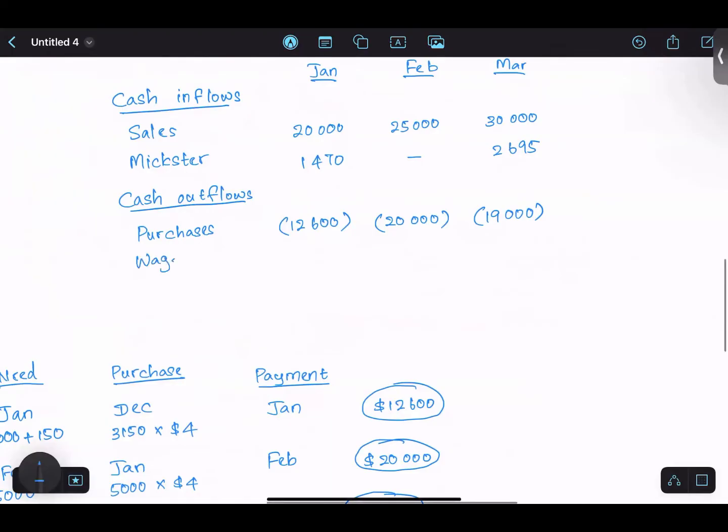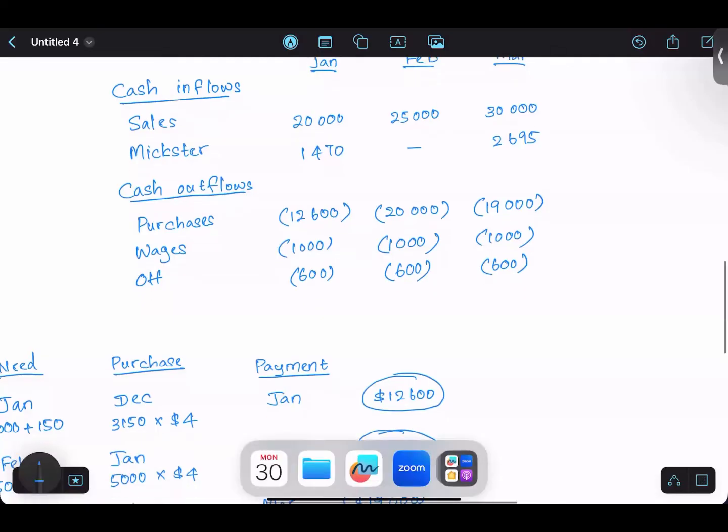So wages are 1,000 for February as well, 1,000 for March as well. The overheads are 600, 600, 600.